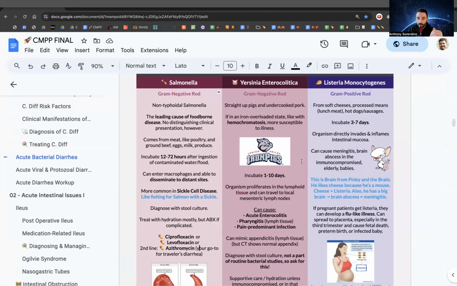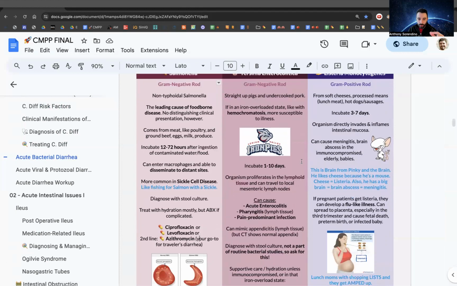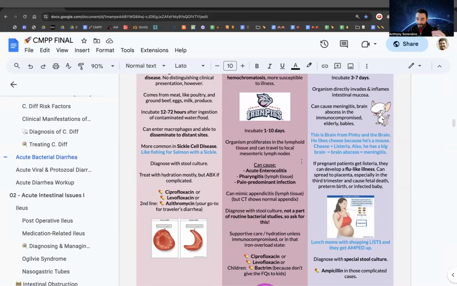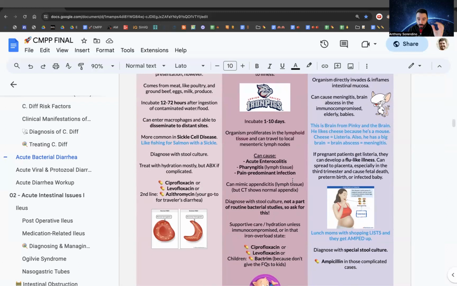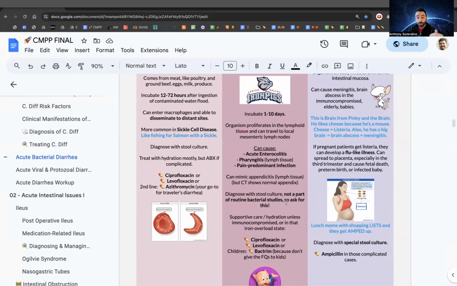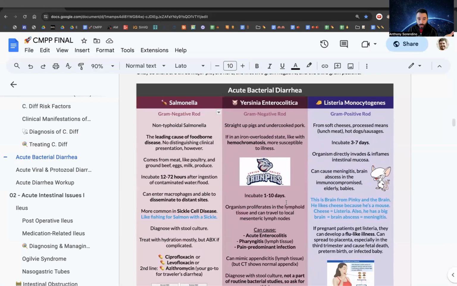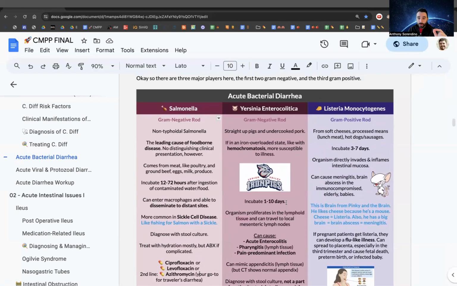The big thing here, Yersinia proliferates in the lymphoid tissue, which can travel to local mesenteric lymph nodes. It can cause pharyngitis because of your lymph tissue up there. It can mimic appendicitis. 100% this is going to be a question. So Yersinia can mimic appendicitis. Your CT is going to show a normal appendix. So there could be a vignette, looks like appendicitis, CT comes back normal. Which one of these is the most common pathogen? It's going to be Yersinia enterocolitica.